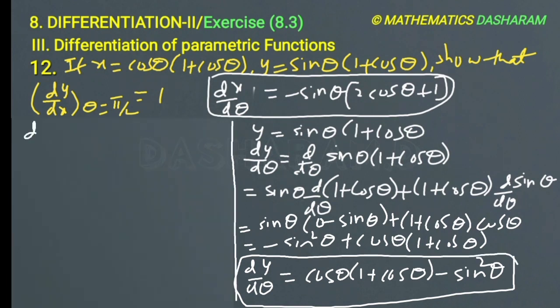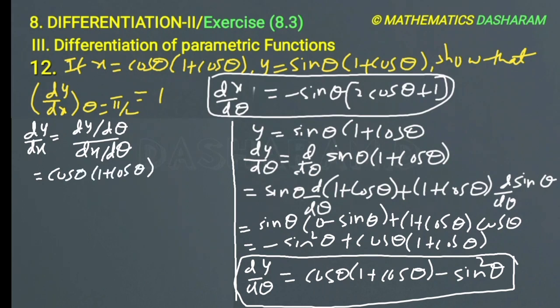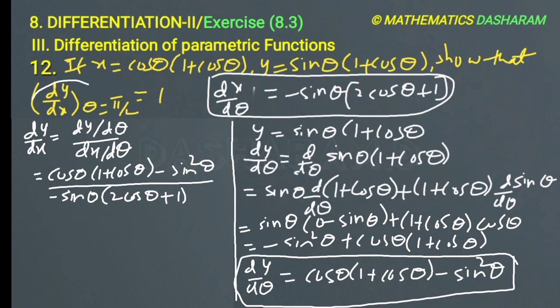So let us find our required answer dy by dx. It equals dy by d theta divided by dx by d theta. So dy by d theta is cos theta bracket of 1 plus cos theta minus sin square theta, all divided by dx by d theta, minus sin theta bracket of 2 cos theta plus 1. So this is our required dy by dx, but he is asking to show the dy by dx value equals 1 when theta equals pi by 2.